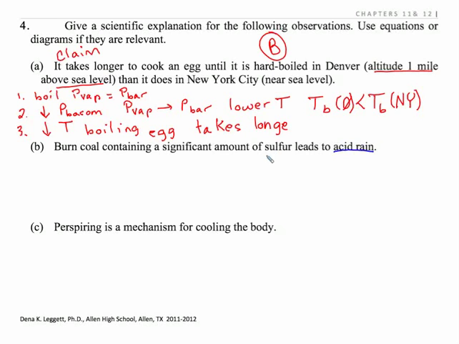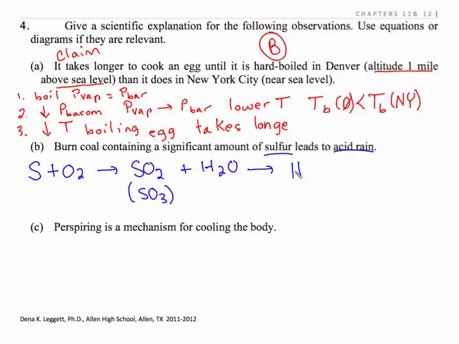All right, burning coal leads to acid rain. Well, coal contains sulfur. When that sulfur gets into the air, sulfur in the oxygen can make SO2. Actually, with enough oxygen, it can also make SO3. This is a nonmetal oxide. In the presence of the moisture that's in the air, this is an acidic anhydride.